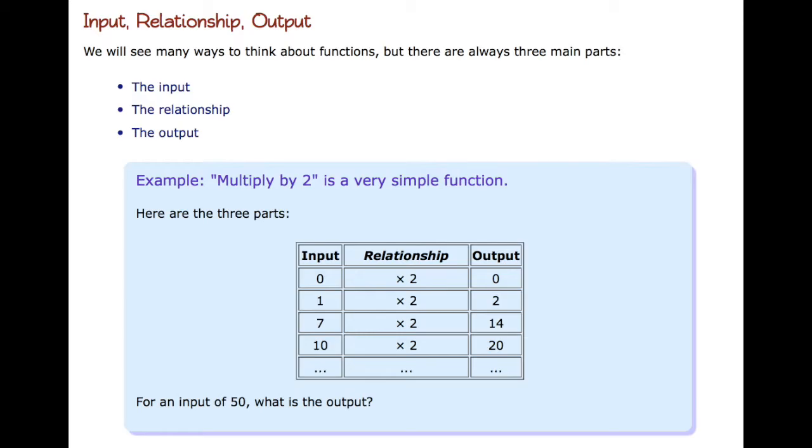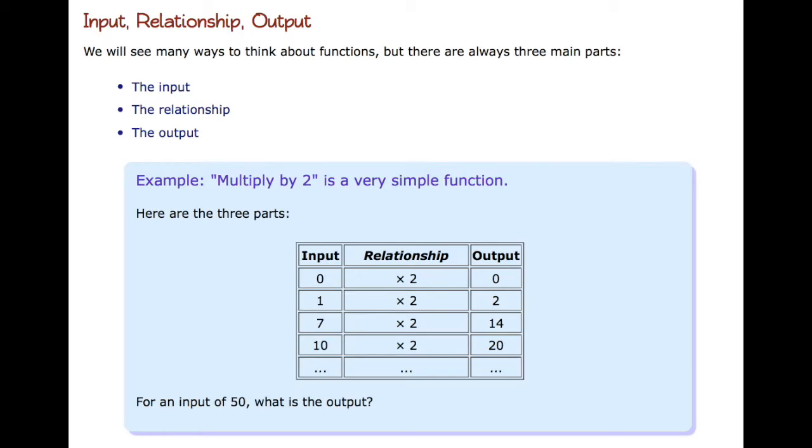For example, we have an input of 0 and the relationship is multiply by 2, then the output will be 0. Why? Simply because 0 multiplied by 2 is equal to 0. Another example is we have an input of 1. The relationship is multiply by 2, so 1 times 2, we will get an output of 2. Same as 7 times 2, we will get an output of 14. And 10 times 2, we will get an output of 20.